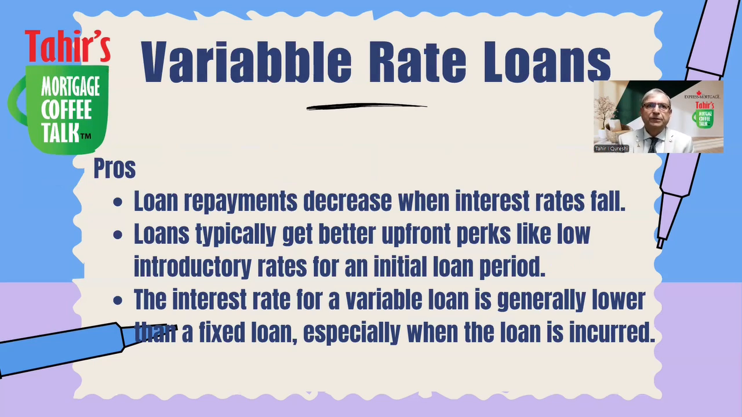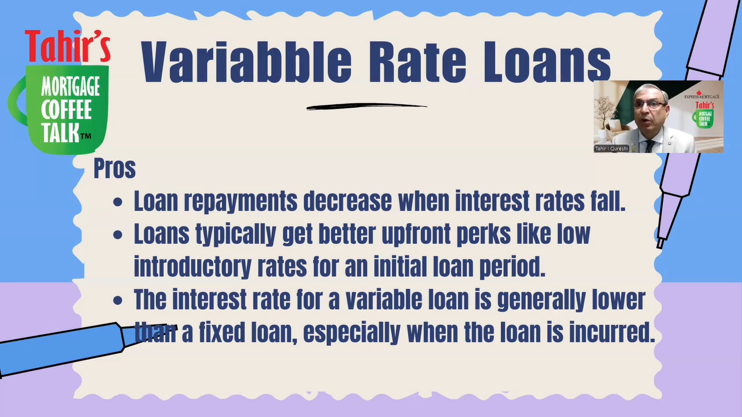So what are the pros and cons? We can look at this. Loan repayment decreases when interest rates fall. Basically, when you make a payment, it is immediately taken out of the principal, and every time you make a payment, your principal goes down. Variable loans typically get better upfront perks, like low introductory rates for an initial loan period. Sometimes the bank will attract you with a special discount, because some variables you can have up to 1% minus. It all depends on your credit, your relationship, and how long you have been a client of a lender, a bank, or whatever. Some may have to pay prime plus, some may have to pay prime minus. So this is the benefit.